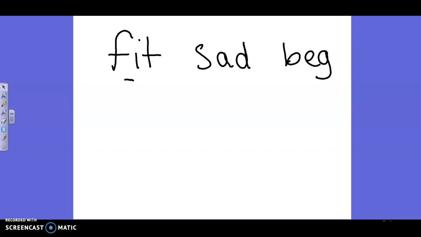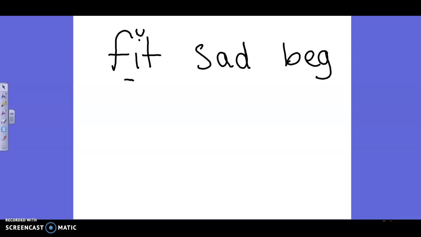Is the I followed by a consonant? Yes, there's a consonant after it. So we need to code it with a breve. On fit, we will put a breve on top of it. You don't have it right now. Then we would just blend the sounds. It, you know what it is. So what's that word again, boys and girls? Fit.